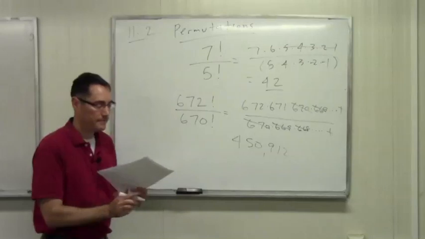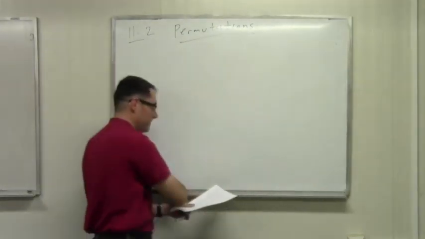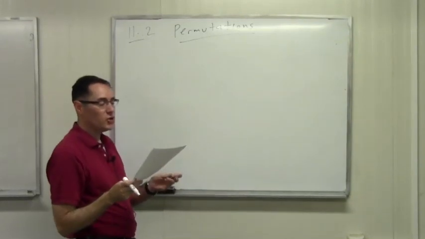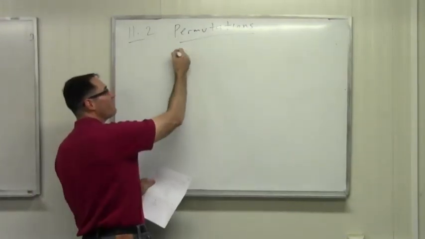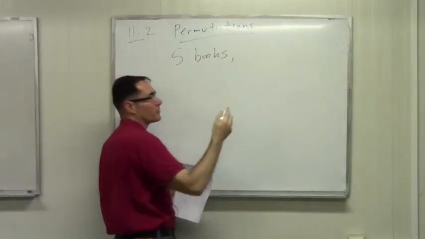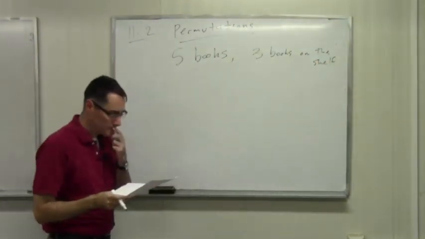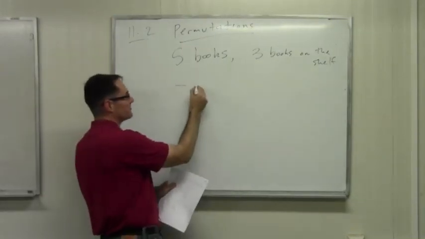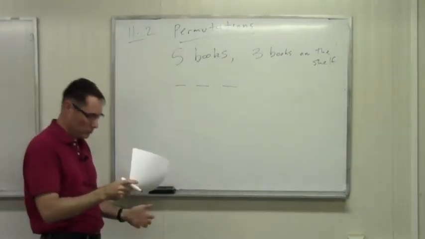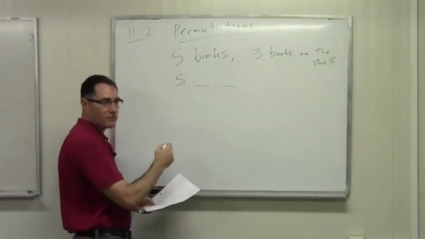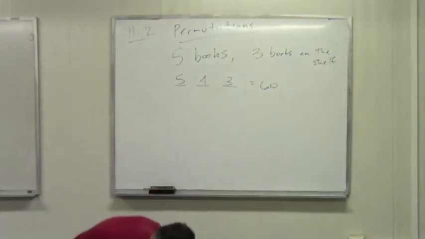Let's see where this factorial stuff might come into play so Dave doesn't think we're crazy. How many ways can you arrange 3 books on a shelf from a pile of 5 books? Let's say you've got 5 books, and you only have room on your shelf for 3 of them. For the first book, how many choices do you have? 5. For the second book, how many choices? 4. For the third book? 3. So that gives you 20 times 3, which is 60. So that's one way to think about it.